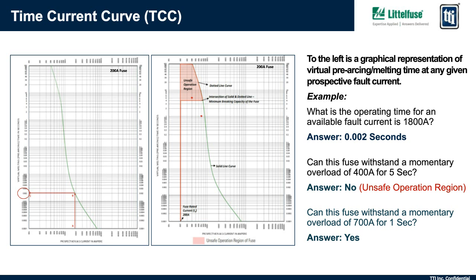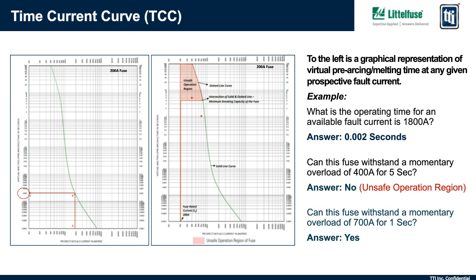And let's locate the point for a momentary overload of 700 amps for 1 second. That is the lower red dot, and it is not located in the unsafe operating region, and it is to the left of the TCC curve. So the answer would be yes. That would be an acceptable condition for this 200 amp fuse to see 700 amps for 1 second. The fuse would not melt.